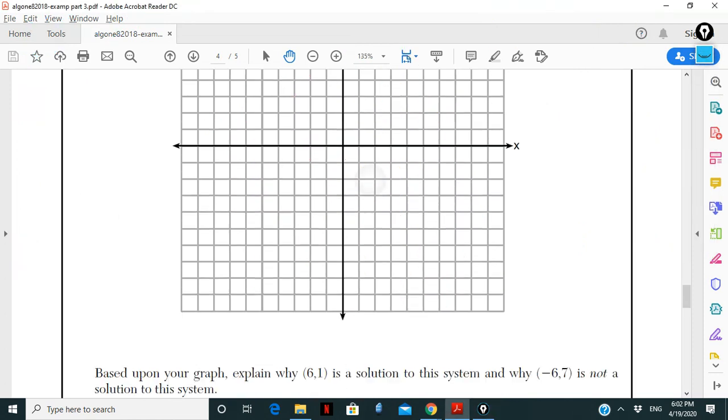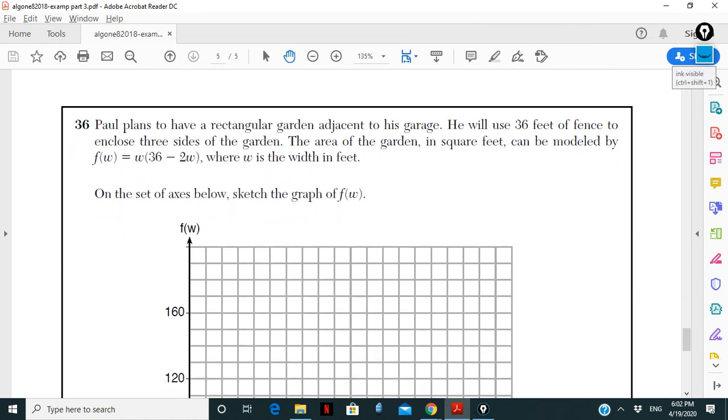Okay. Now, question number 36. He's giving me that function and he's asking me to graph it, and it's about a man who plants a rectangle garden adjacent to his garage. He will use 36 feet of fence to enclose three sides of the garden. The area of the garden is a square, and he gave me this one.